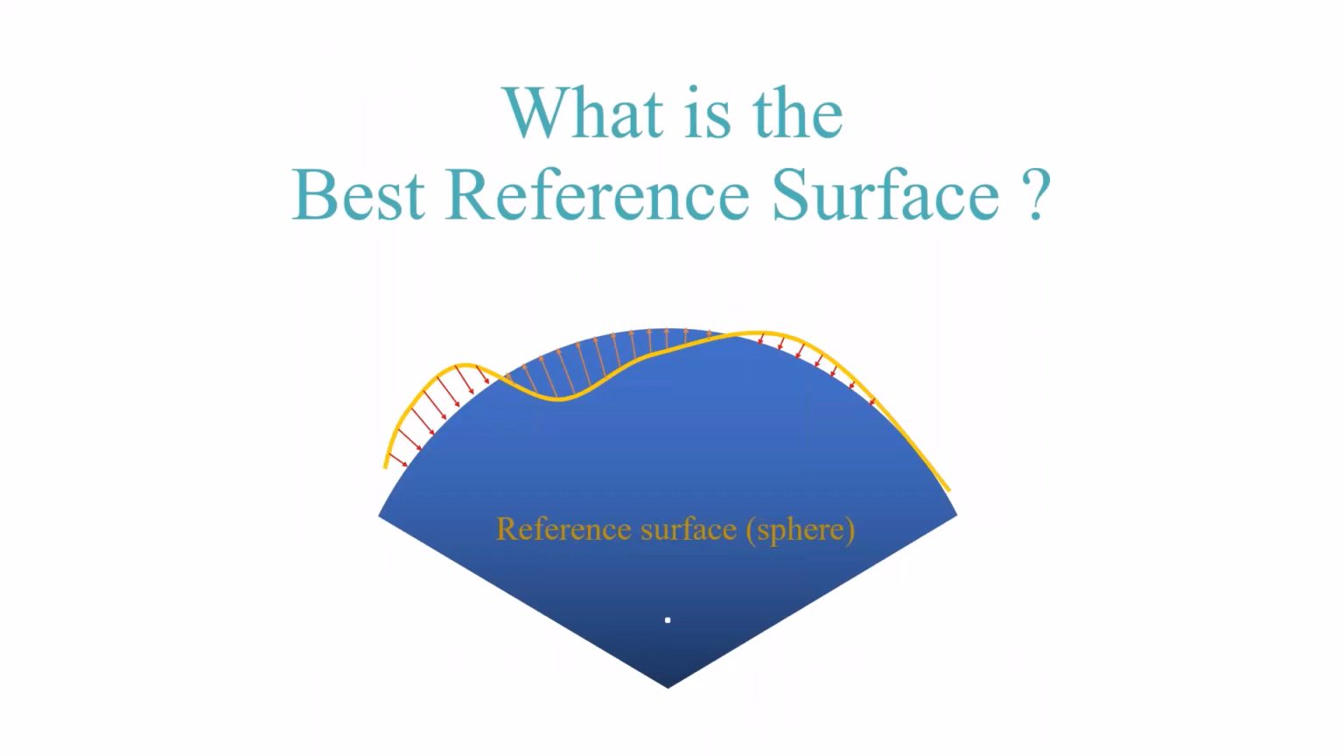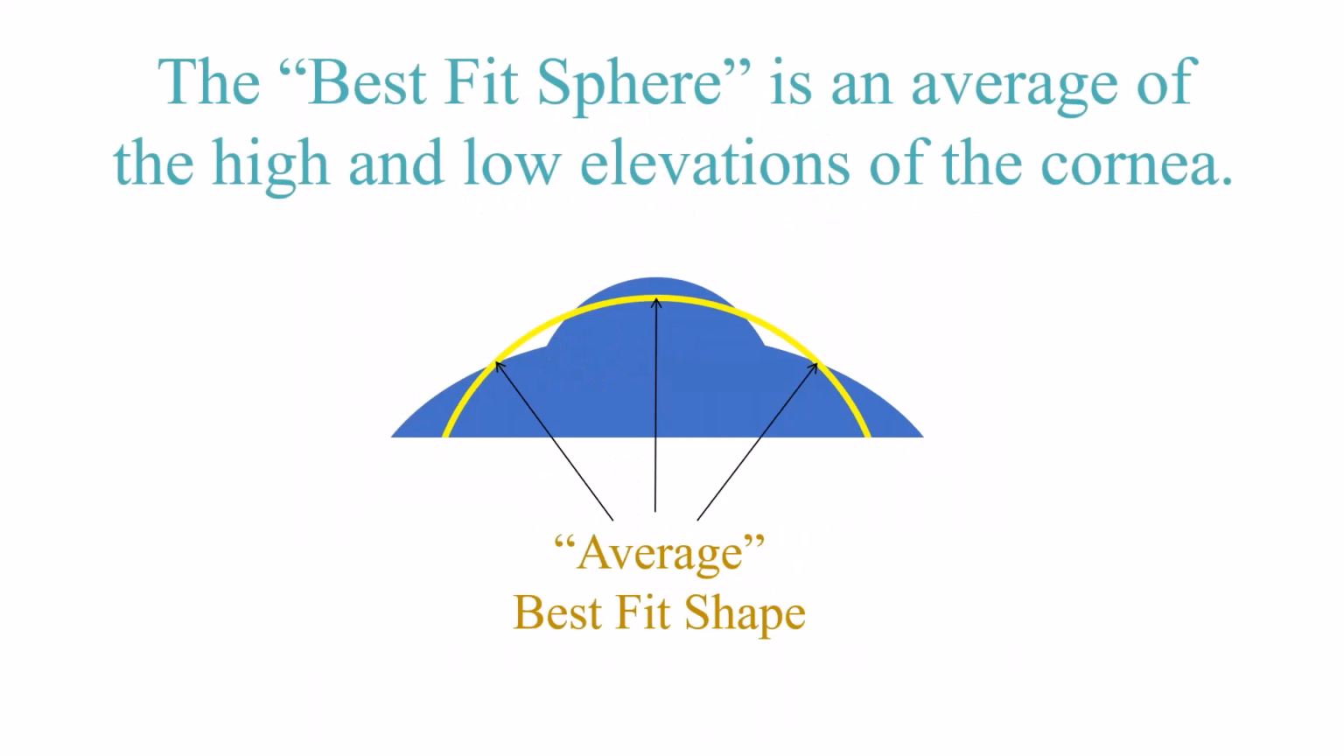But is that really the best reference surface? So realize the best fit sphere is the average of both the high and low elevations, pretty much what you see here. Again, this is an ectatic cornea schematic, and you'll see again we have a positive island, and like I showed you before, we have that deep blue here in the mid-periphery.